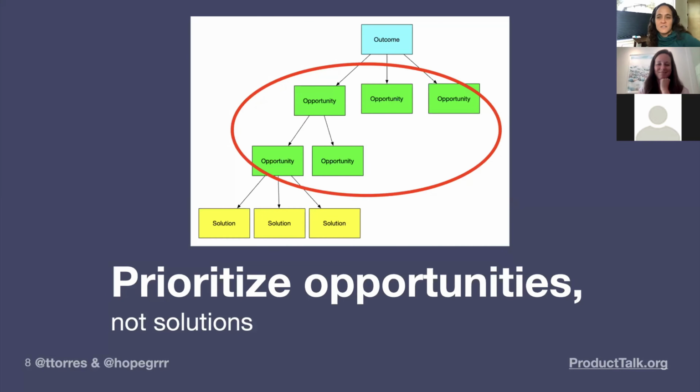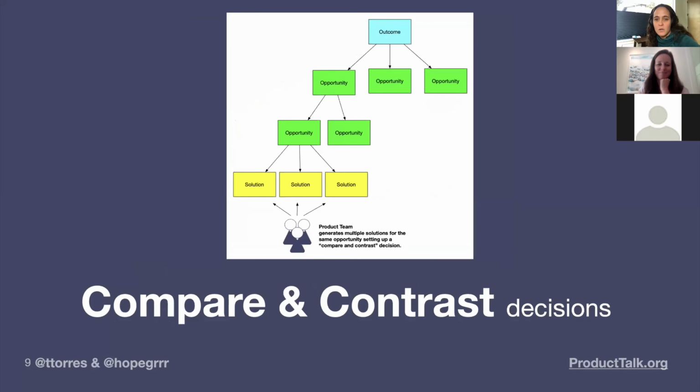All right, so today's first principle, we are going to talk about compare and contrast decisions. This is one that I think not a lot of people think about when they think about discovery. It comes from decision-making research. We know from decades of research on what leads to better decisions that when we're trying to solve a problem or meet a need, we should consider more than one option.